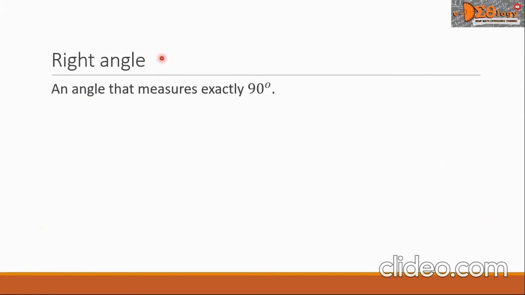Today we're going to study types of angles. Let's start with right angle. It is an angle that measures exactly 90 degrees. Here is a picture of a right angle. For a right angle, there is a special symbol that denotes a right angle. That small square on that corner there means this angle here is 90 degrees.